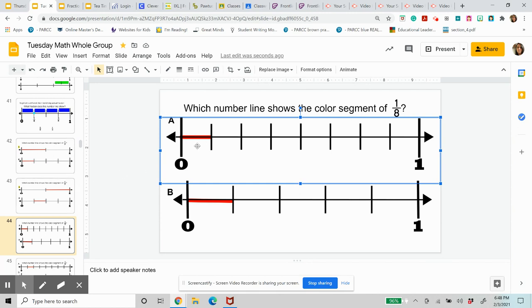Would it matter if this piece was colored in? So let me see. Nope, we'll get to that.